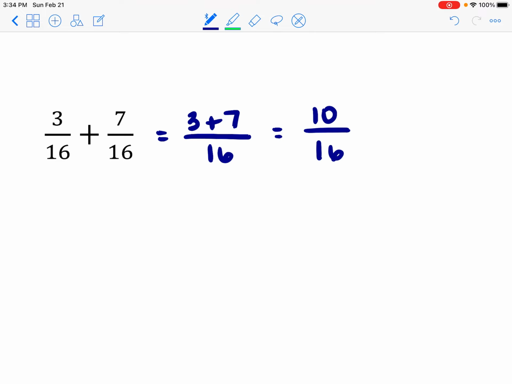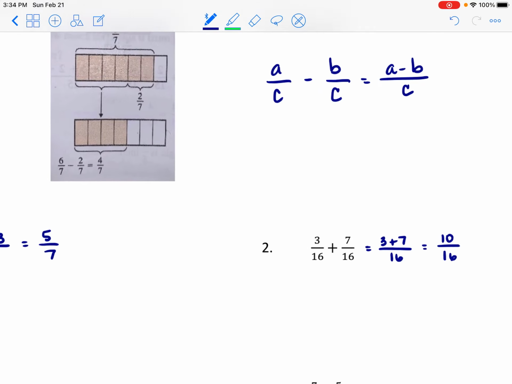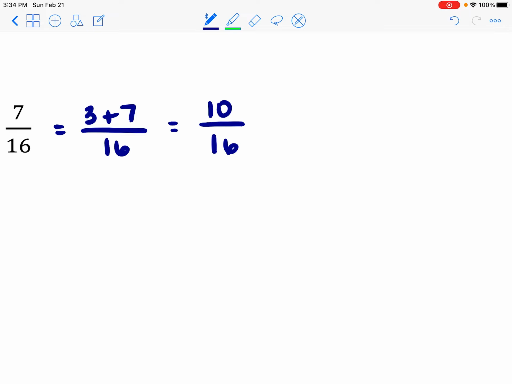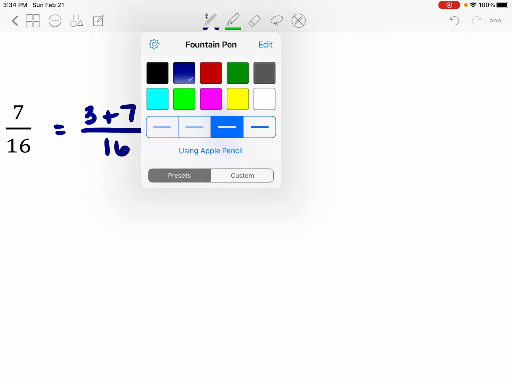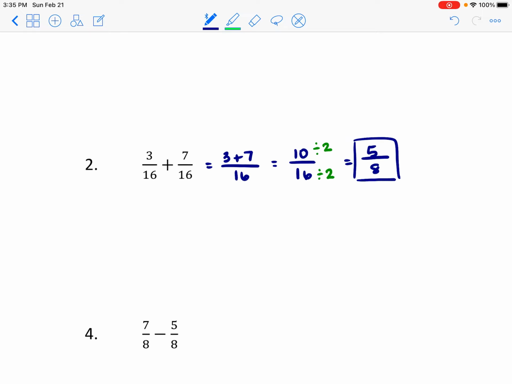Now we do need to make sure, and this is true for any operation, we've seen this in the past, that our answer, in this case our sum or our difference, should be written in its simplest form. So we want this to be in simplest form, and I can see that 10 and 16 both have a common factor of 2. So if I divide by 2 here, and I divide by 2 here, to take this little shortcut for reducing, 10 divided by 2 is going to be 5, and 16 divided by 2 is going to be 8. So 5/8 would be my final answer for that one.